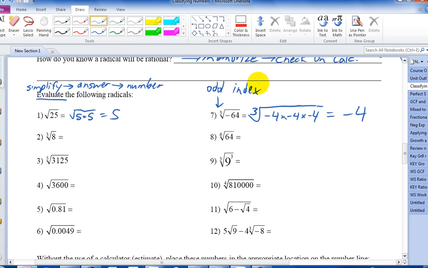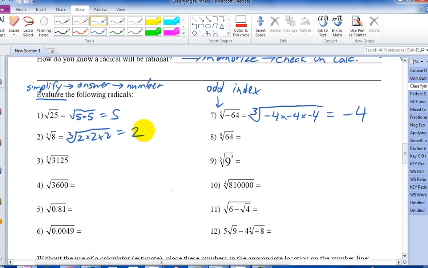What about cube root of 8? What could you change the 8 into? Play around with some stuff. What 3 numbers are the same? Start low. 1 times 1 times 1? No. 2 times 2 times 2? Yeah, nodding your heads. So you'd rewrite that as 2 times 2 times 2. And so the cube root of 8 is simply 2.